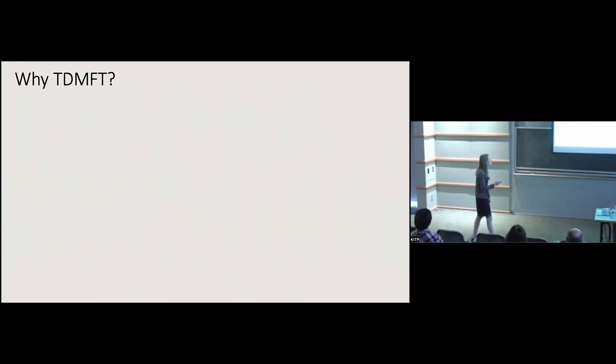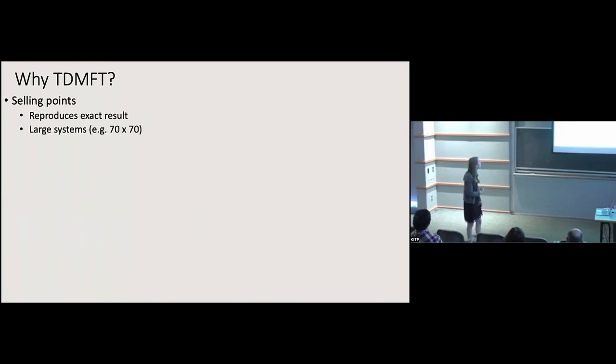Before I show any results, what are the selling points for TDMFT? The first is that it reproduces the exact result. So nowhere in this did I have to talk about these fluxes or C Majoranas. I mean, I talk about them implicitly but I didn't have to appeal to the exact result to reproduce it. We can get to fairly large systems, so 70 by 70 unit cells.